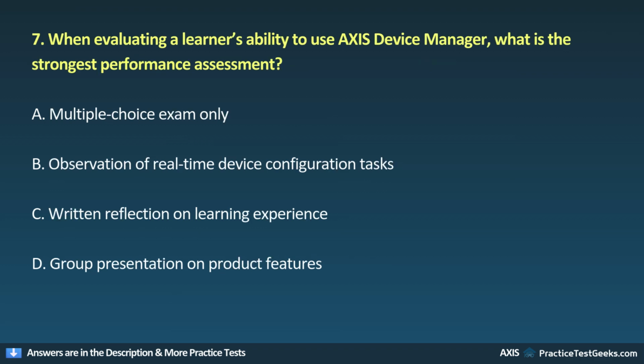7. When evaluating a learner's ability to use Axis Device Manager, what is the strongest performance assessment? A. Multiple choice exam only. B. Observation of real-time device configuration tasks. C. Written reflection on learning experience. D. Group presentation on product features.